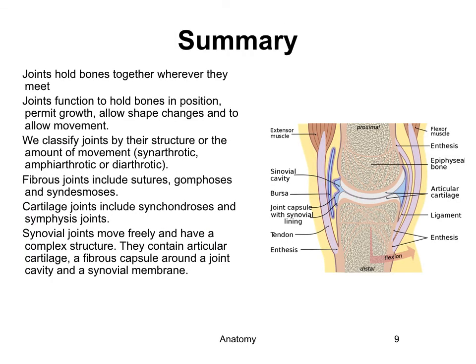Okay, so joints hold bones together wherever they meet. They allow bones to be held in position. They permit growth, allow shape changes, and allow movement. We classify joints by their structure or by the amount of movement. There are fibrous joints like sutures, gomphoses, and syndesmoses. There are cartilage joints like synchondroses and symphysis joints. And then there's synovial joints. Synovial joints are what we normally think of. They all contain at minimum articular cartilage, a fibrous capsule around a joint cavity, and a synovial membrane. They may have additional structures.